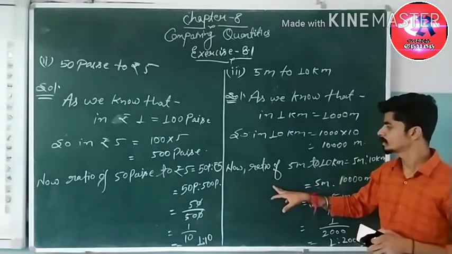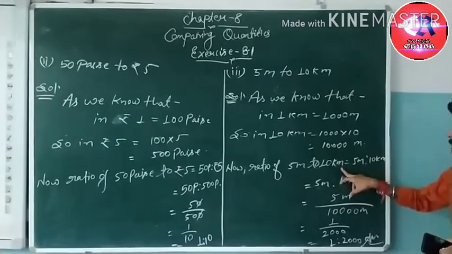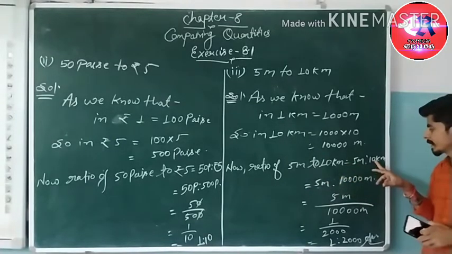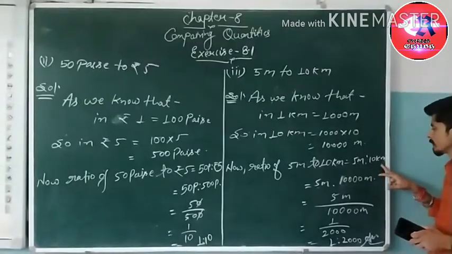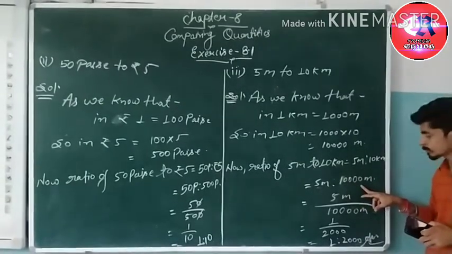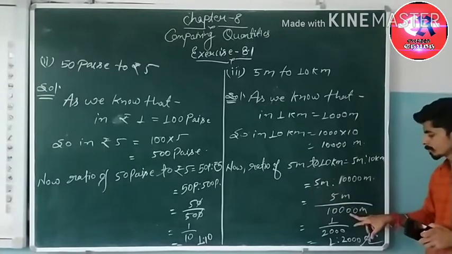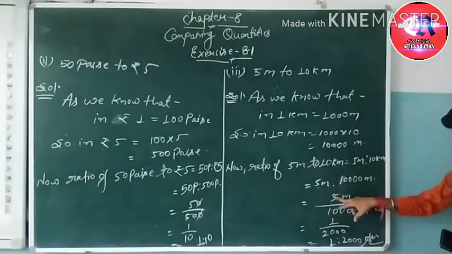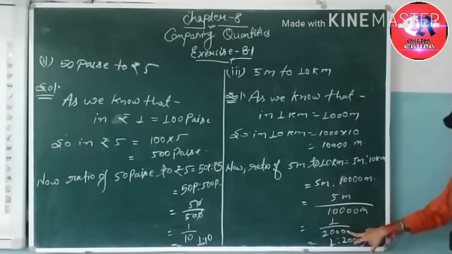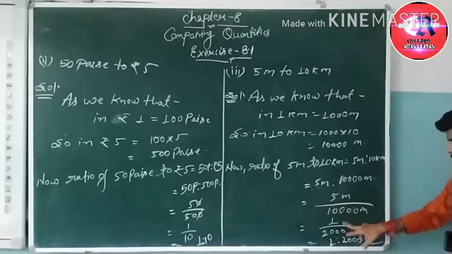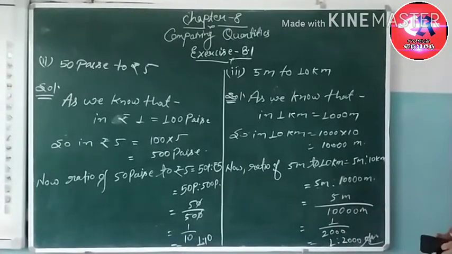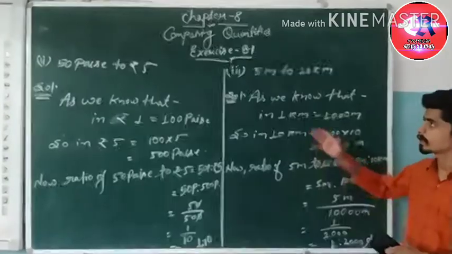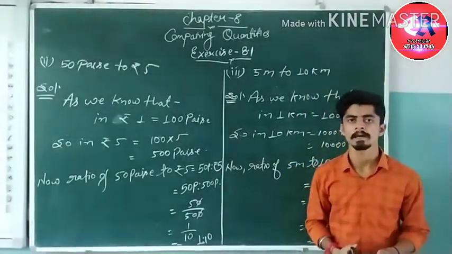Now we have to find the ratio of 5 meter to 10 kilometer. 5 comes first, so we take 5 meter as the numerator and 10 kilometer as the denominator. Now 10 kilometer is 10,000 meter, so the ratio will be converted to the fractional form, 5 meter upon 10,000 meter. Now 5 will divide 10,000, 2,000 times. We get 1 by 2,000 as a fractional form, and after converting it to a ratio, 1:2,000, we get the answer to this question. So that's all for question number 1.